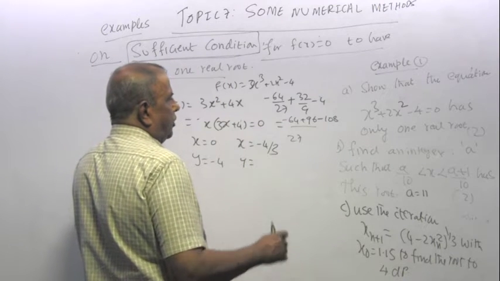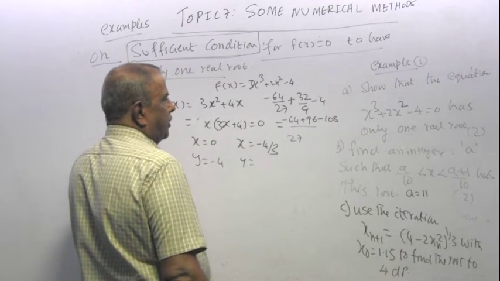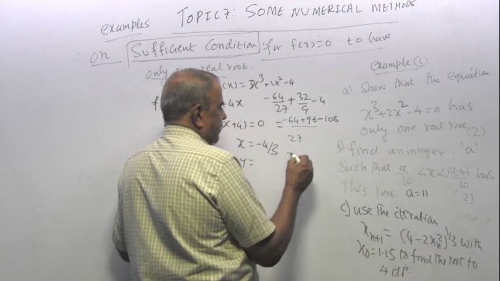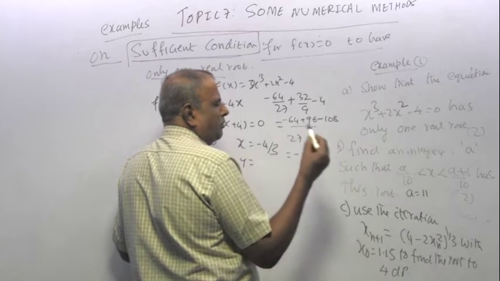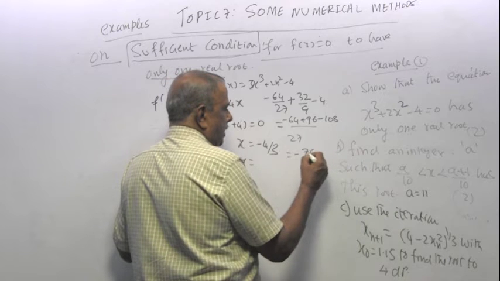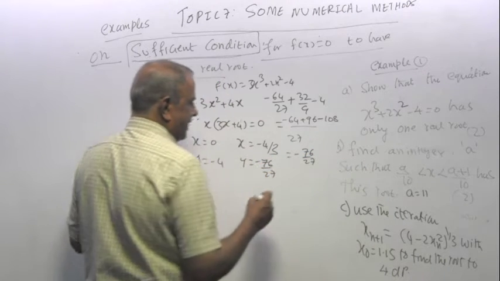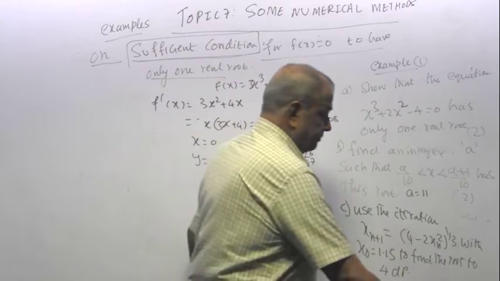So 64, 100, 164, okay. 96 to 108 is minus 12, minus 70, 64, 74, 76, minus 76 by 27. Of course, you will use a calculator and get the answer. I could be wrong, but I'm not bothered.